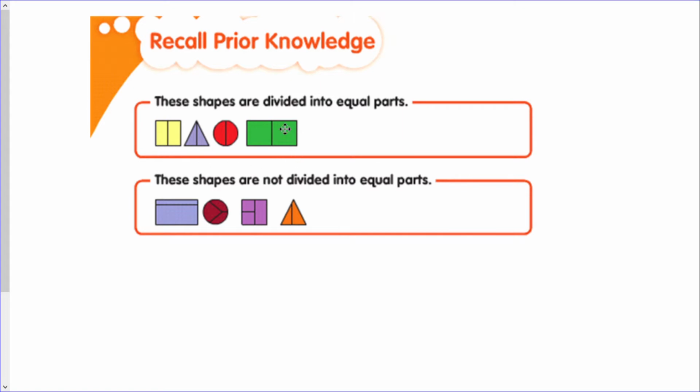So these shapes are divided into equal parts. These shapes are not divided into equal parts. These are unequal. I cannot make fractions out of unequal parts. They have to be equal parts.